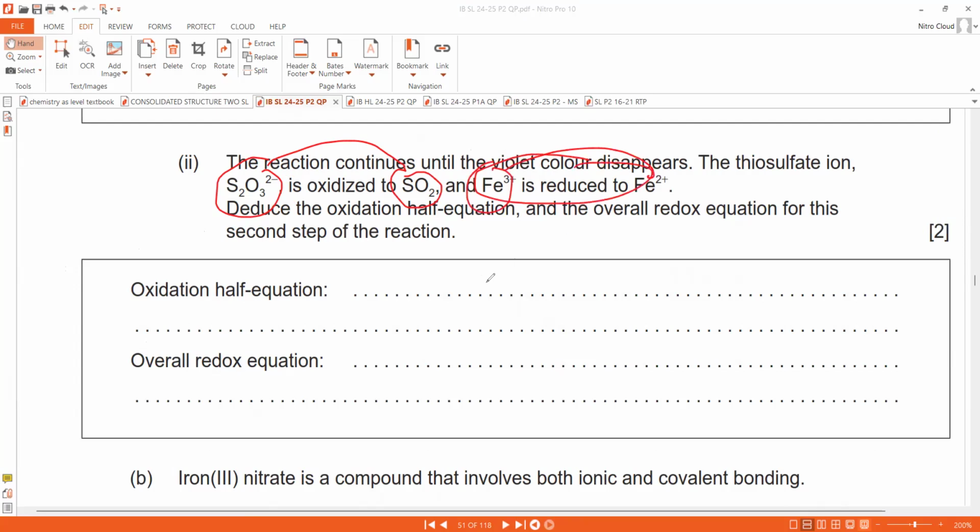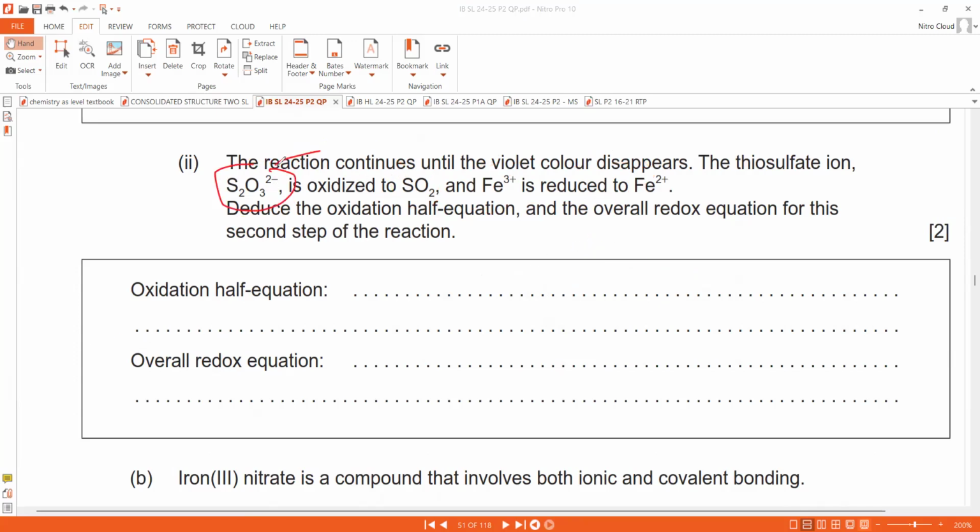This reduction half equation is pretty easy. Fe3 plus is becoming Fe2 plus, which means it is getting reduced. So plus 3 to plus 2, meaning decrease. So reduced means it is gaining electron, and it is gaining 1 electron because the oxidation number is reducing by 1. So that's done.